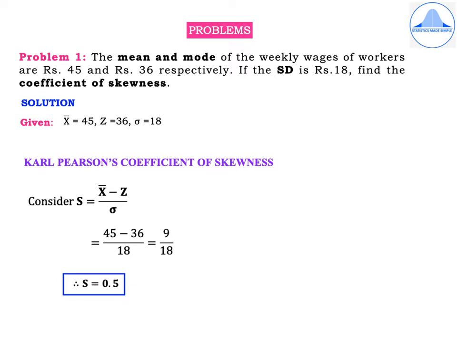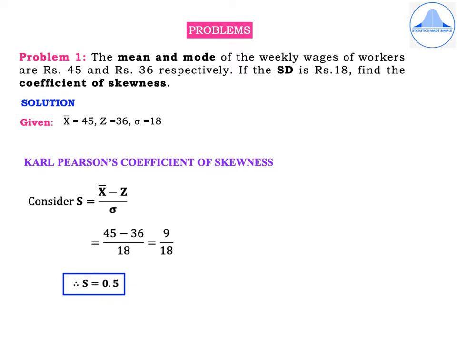Starting with the solution, first list down the values which are given, that is x bar is equal to 45, z is equal to 36 and sigma is equal to 18. Then write Karl Pearson's coefficient of skewness as the side heading. Then the formula, consider S equal to x bar minus z divided by sigma, which is equal to 45 minus 36 divided by 18, which is equal to 9 by 18. Therefore, we get S is equal to 0.5.